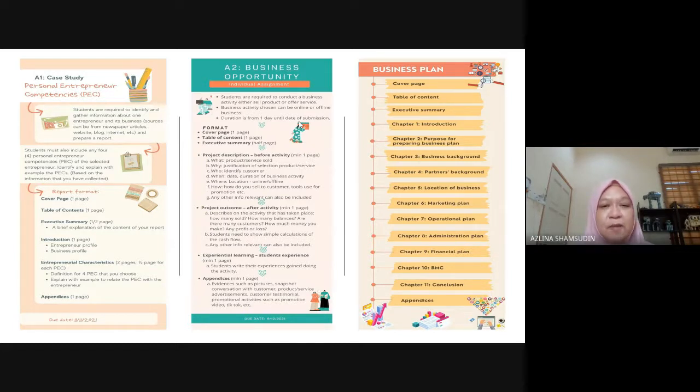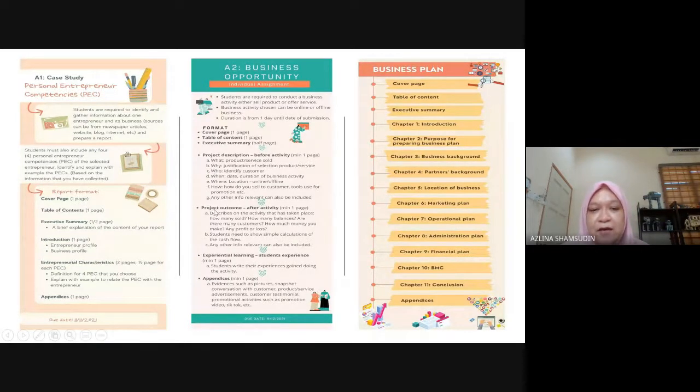Okay, so the format will be macam biasa lah, cover page, table of content, executive summary, and then you have to tell a little bit lah about the project description. This is before you start the selling activity lah, the business activity. Okay, minimum for 1 page. Tell a little bit about the product or the services that you offer, okay, why you choose those product or service, okay, who is your customer, when, okay, you do the business activity, the location, okay, whether you do it online or offline, how do you sell it to customer, okay, how do you promote your product or your services, or any other information that you think are relevant for you to include.